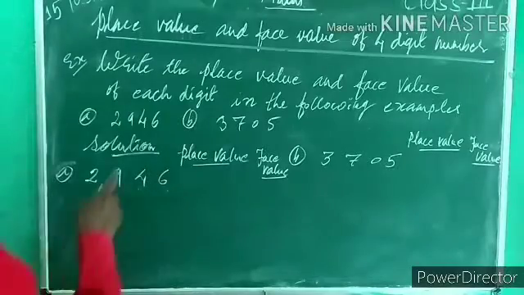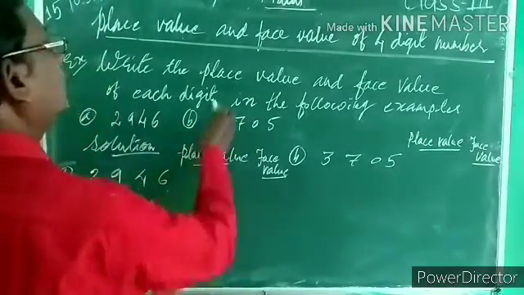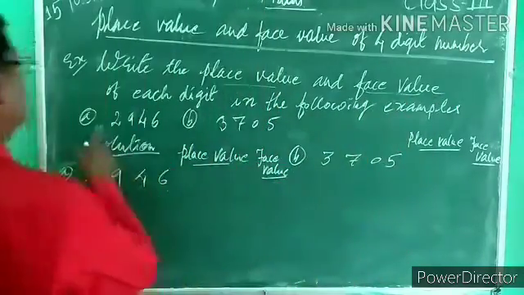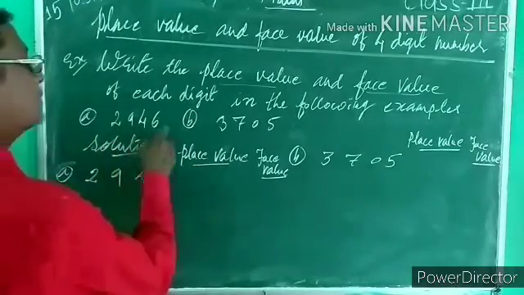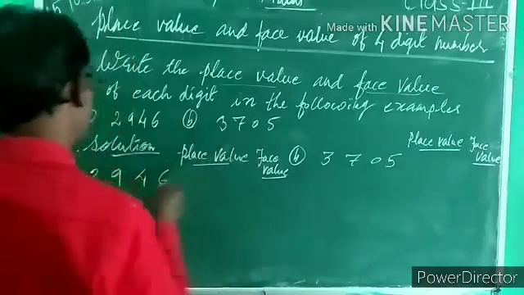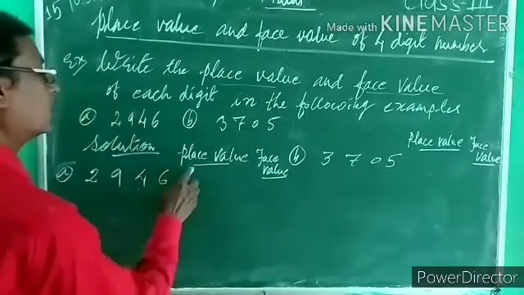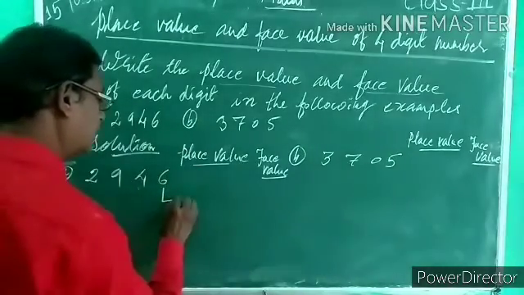Now example. Write the place value and face value of each digit in the following examples. What do we have to write? Place value as well as face value. The given examples are 4-digit numbers. How to read? 2946 and 3705. So write that number. First example, 2946. Place value and face value. How to find the place value of this 6?